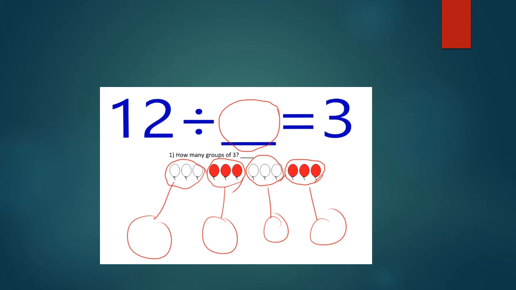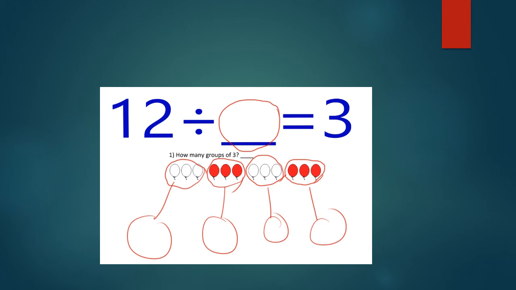I count 12 balloons. That's the first number in blue. Right now is 12. Then you see the divide sign, and I have no number next. I just have a circle. The circle is how many groups you have, or how many people will get balloons. And how many balloons do each person get? Everybody gets 3 balloons. So let's do it again.